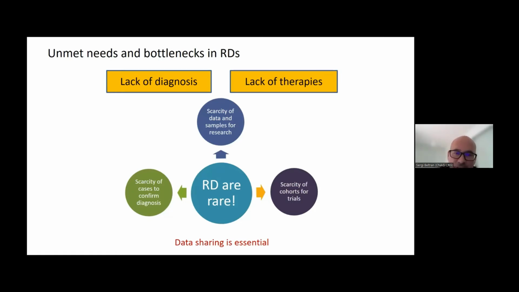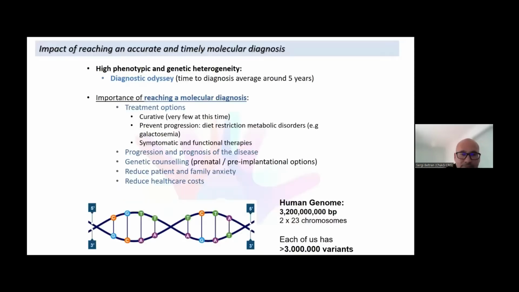We also have a scarcity of data and samples to do research on. It's difficult to find this information and have access to it. And even if we are able to develop a new drug or to repurpose a drug, we usually have a scarcity of cohorts for trials. Again, it's an issue of N, an issue of sample size. In that sense, sharing data and sharing biomaterials is essential in this scenario.